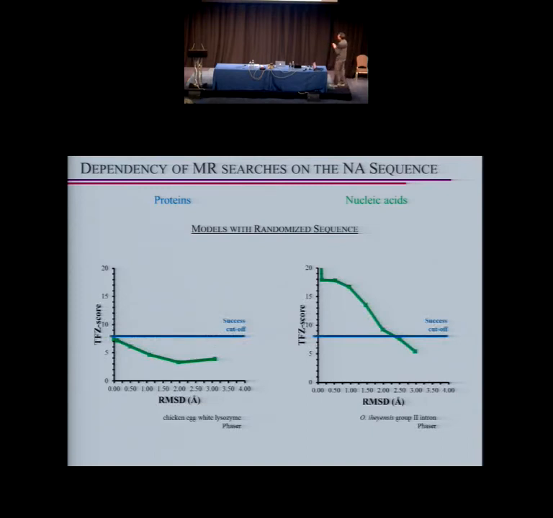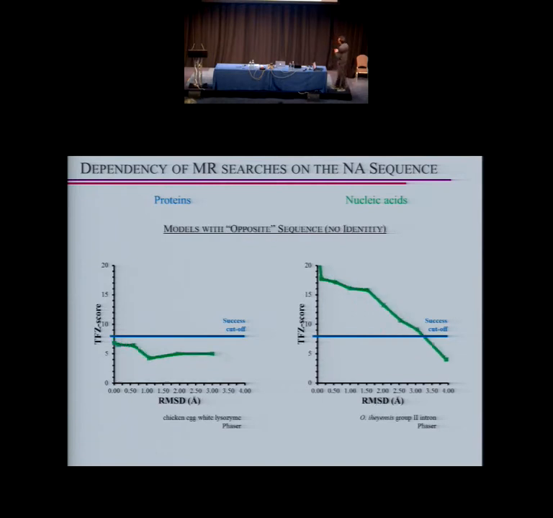So you can see that using the randomized sequences, nucleic acids and group 2 intron in particular behaved much better in the molecular replacement searches, allowing me to obtain positive solutions for models that diverged from the original one by up to 2 angstrom RMSD. And the situation was similar also when I used this so-called opposite sequence that had no sequence identity with respect to the original starting molecule. Instead, the situation was much worse for lysozyme, where I couldn't obtain confidently good solutions.